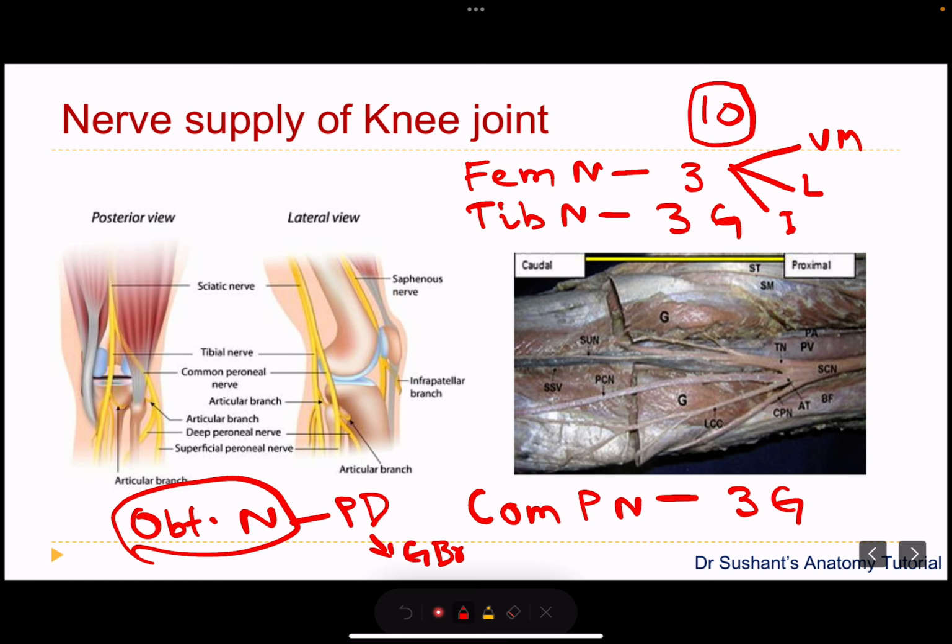So these are the nerves that supply the knee joint. How many nerves supply the knee joint? 10 nerves. What are they? 3 from the femoral nerve, 3 from the tibial nerve, 3 from the common peroneal nerve, and 1 from the obturator nerve.